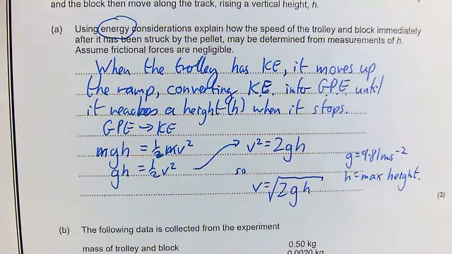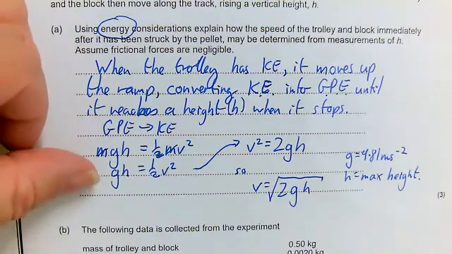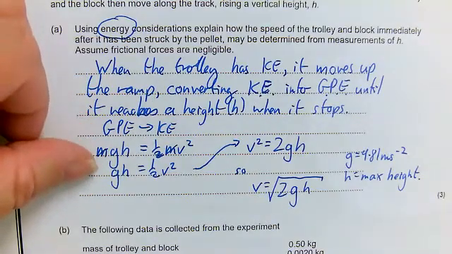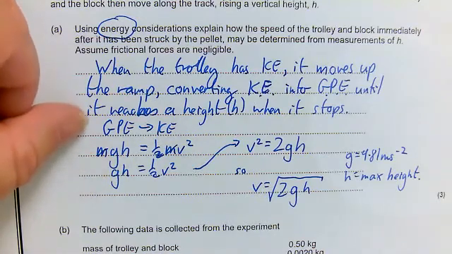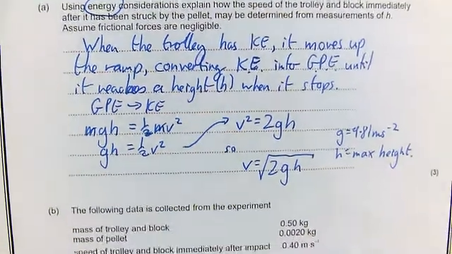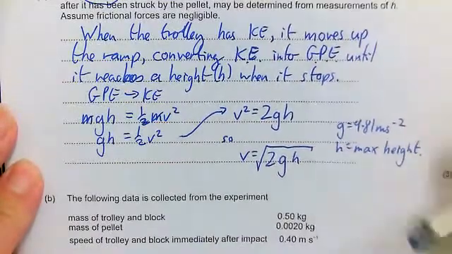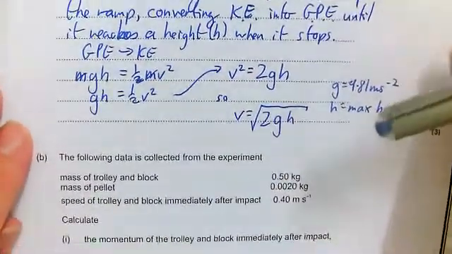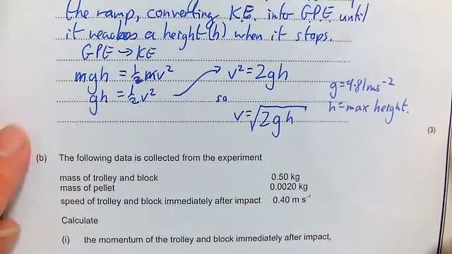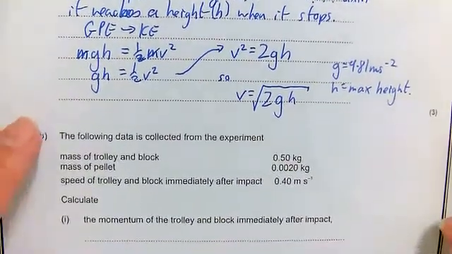If you can do it mathematically, and if you did this part mathematically and just annotated each step, that's worth the 3 marks. This is actually more what the examiner at A level was looking for. Anyway, it then says the following data is collected from the experiment. So you've got the mass of the trolley and the block together, the mass of the pellet, which is negligible compared to the mass of the trolley, and you've got the speed of the trolley immediately after impact.